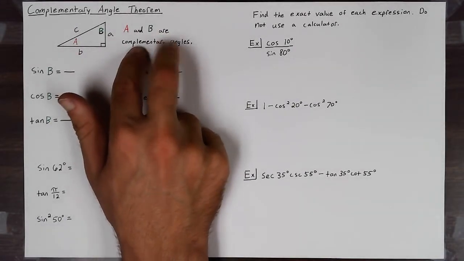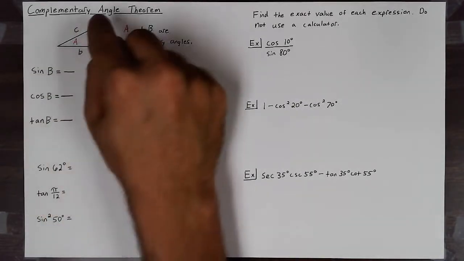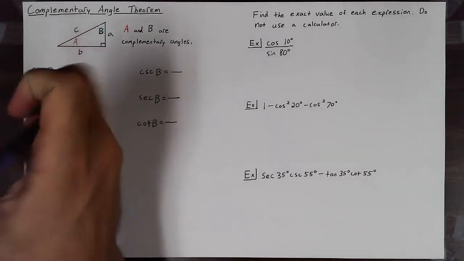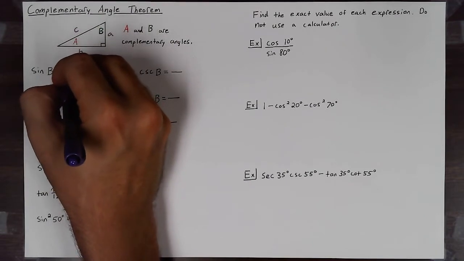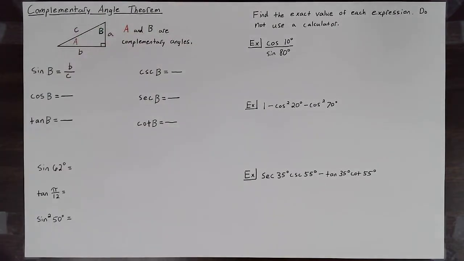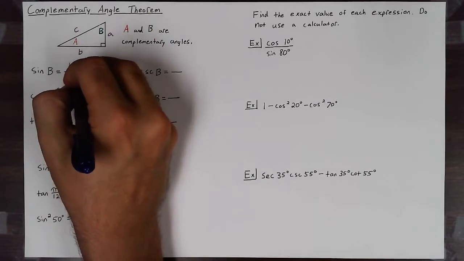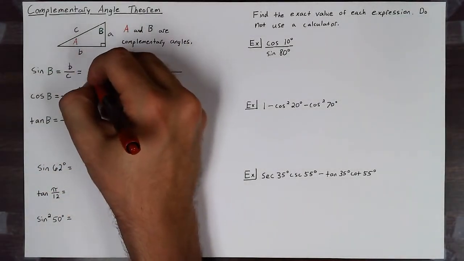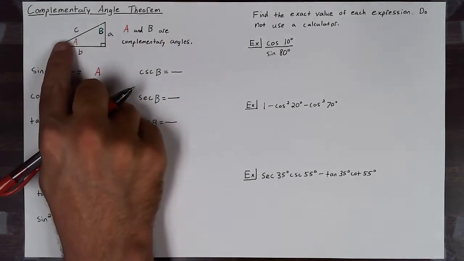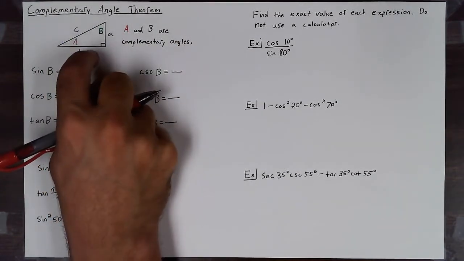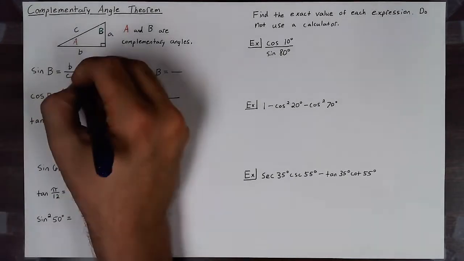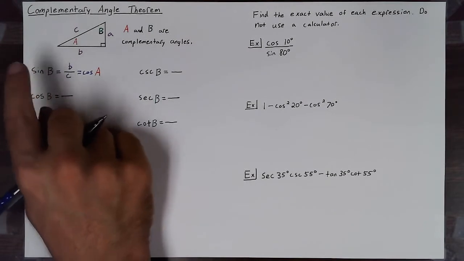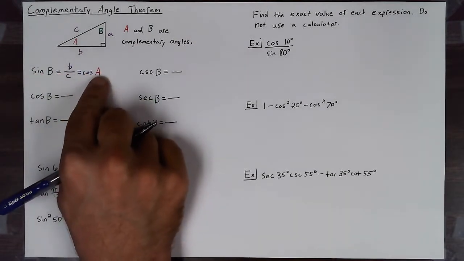So if I were to take the sine of B, which would be opposite over hypotenuse, which would be B over C, this would be equal to another trig function using the A angle. If I use the A angle, B over C would be adjacent over hypotenuse, which we know as cosine. So we see here that the sine of B is equal to the cosine of A.